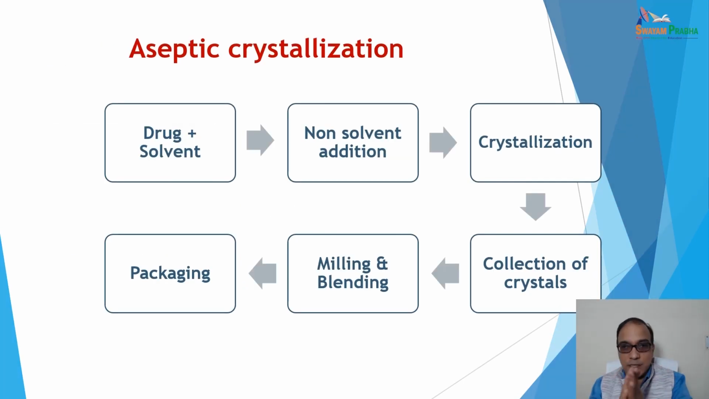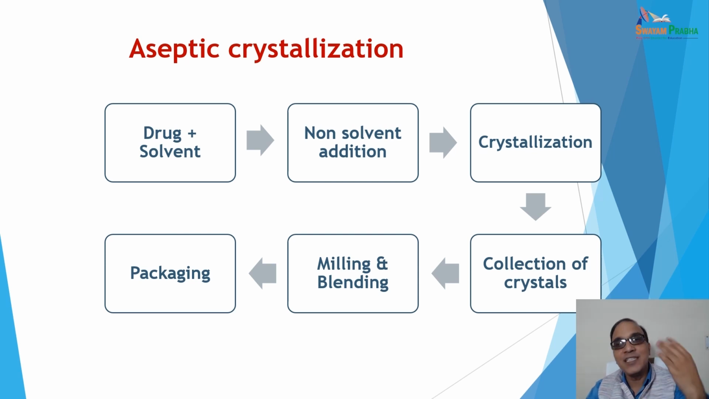Aseptic crystallization is the first method. Let's take this method. You will take the drug and the solvent, the API and the solvent. The API will be dissolved into the solvent. Then non-solvent is added there. Crystallization occurs. Thereafter, you will collect the crystals. Milling and blending is done, and the powder obtained is packaged aseptically. Okay, this is called aseptic crystallization. This is the first method.